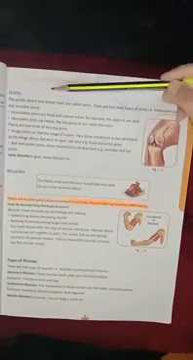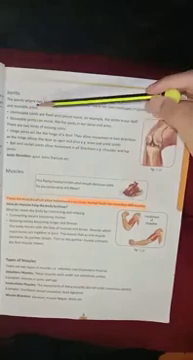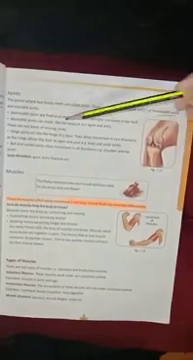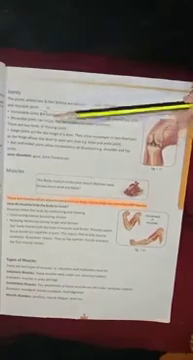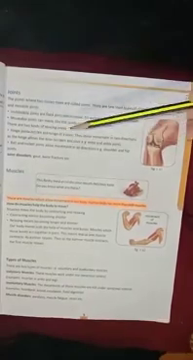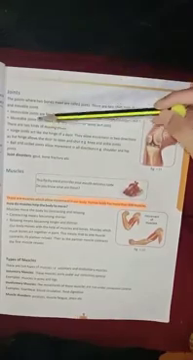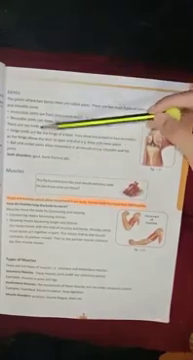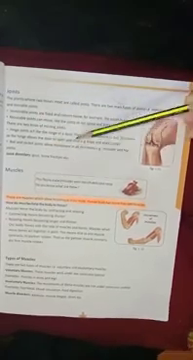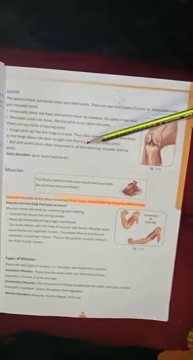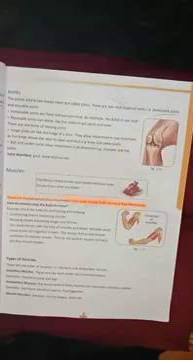So we have learned two types of joints: movable joints and immovable joints. Immovable joints are present in our skull and they can't move. They are fixed joints. And movable joints are the joints that are present in our spine and in our arms. And the movable joints are further divided into two types: hinge joints and ball and socket joints. Hinge joints allow movement in two directions, while ball and socket joints allow movement in all directions.